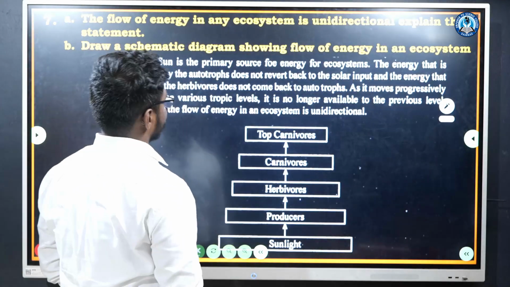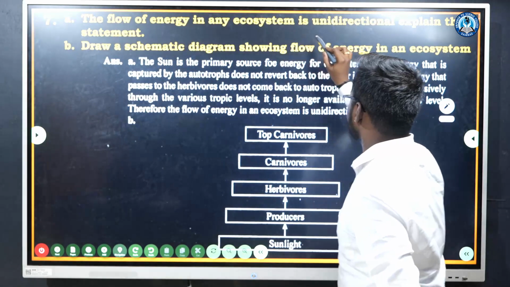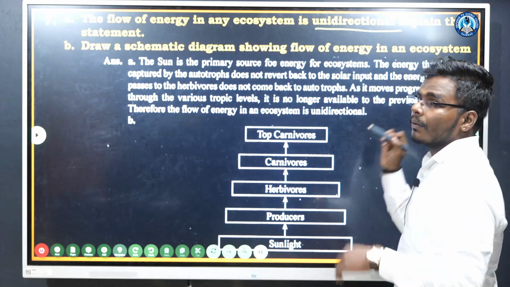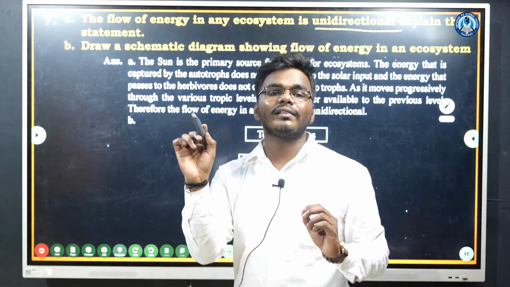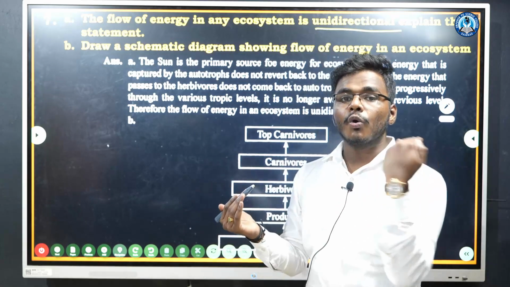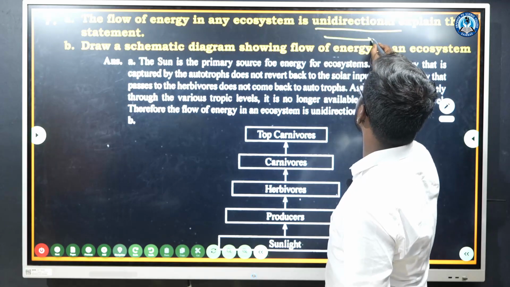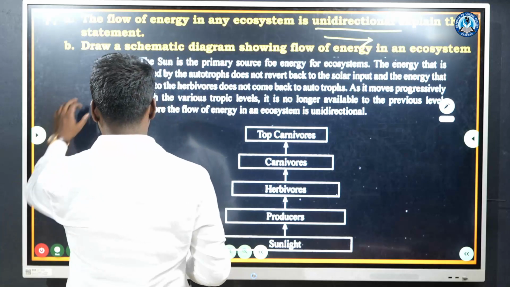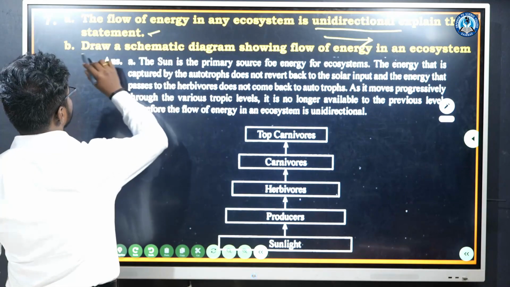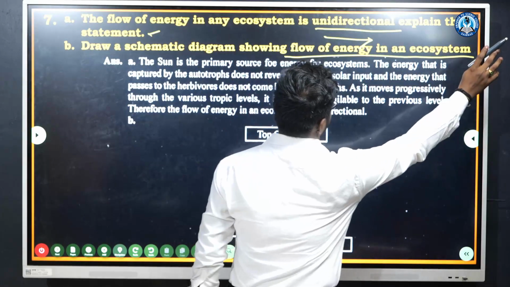The next question is: the flow of energy in any ecosystem is unidirectional. My dear students, unidirectional means it is always in one direction. Bidirectional means it goes this way and comes back this way. But it is unidirectional. Explain the statement. Next, draw a schematic diagram showing the flow of energy in an ecosystem.